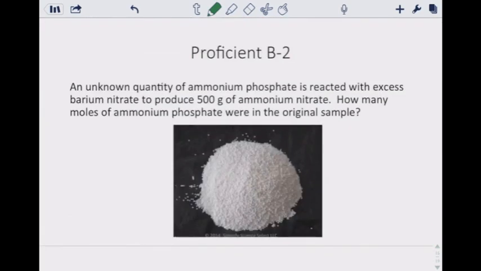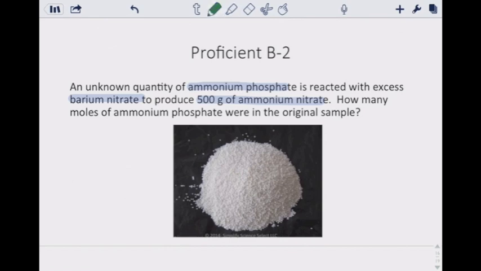So, let's jump into another one. It says an unknown quantity of ammonium phosphate is reacted with excess barium nitrate and it produces 500 grams of ammonium nitrate. And it says, how many moles of ammonium phosphate were in the original sample? So we're looking at our chemical equation, ammonium phosphate, barium nitrate. Okay, we have to write a chemical equation for this.